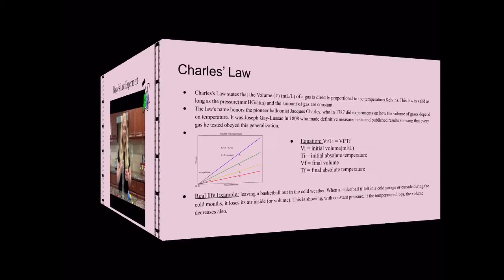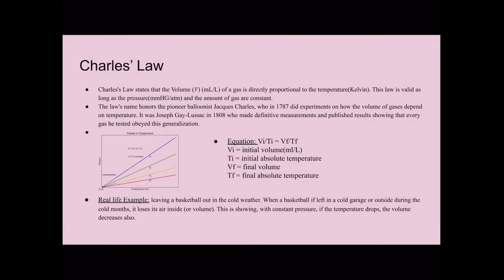The next law we are going to be talking about is Charles' Law. It states that the volume, which is in milliliters/liters, of a gas is directly proportional to the temperature in Kelvin. This law is valid as long as the pressure in millimeters of mercury or atmospheres and the amount of gas are constant. Jacques Charles did experiments on how the volume of gases depends on the temperature in 1787.